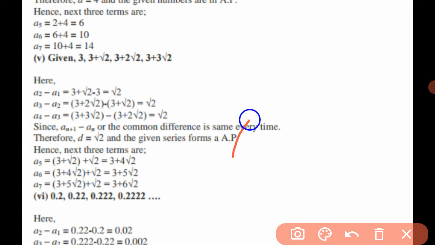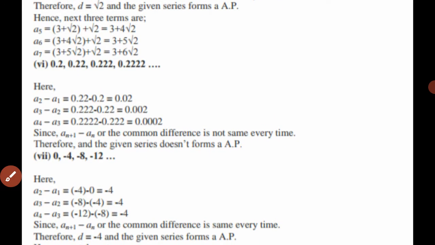Now to find the next term, we know that a5 equals a4 plus d, meaning 3 plus root 2 plus root 2, which equals 3 plus 4 root 2. After this, a6 will be equal to a5 plus d, that is 3 plus 4 root 2 plus root 2, which equals 3 plus 5 root 2, then a7 will be 3 plus 6 root 2. So in this way we can solve this question.